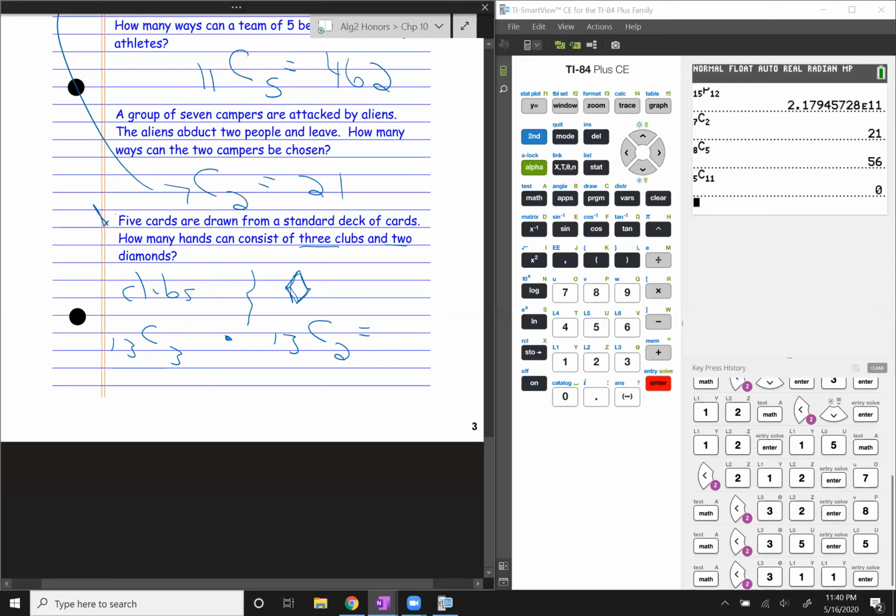So this is where we get kind of to this Algebra 2 idea of combinations, permutations. And it's because we have multiple things at play here. So we have 286 ways to get the clubs. We got 78 ways to get the diamonds. So there happens to be 22,308 ways to get this hand. So it does start to build on itself.